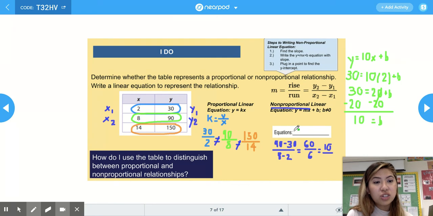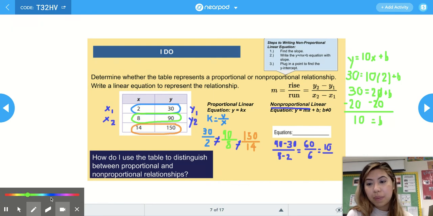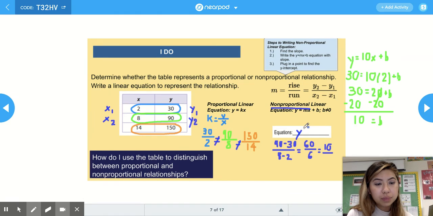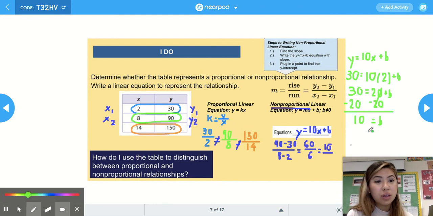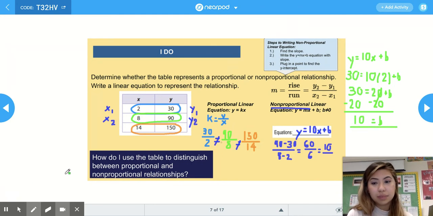So my equation is going to be y is equal to 10x plus b, since our y-intercept, or our b value, was positive. So that's why we're adding it.